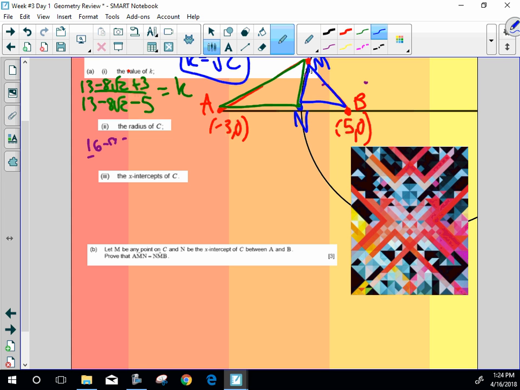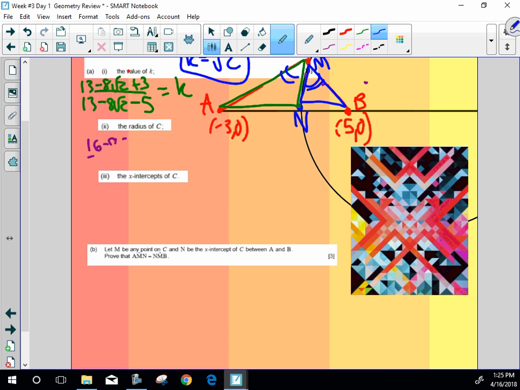Let M be any point on there. Prove that angle AMN is equal to angle NMB. So we're going to prove that those are equal to each other. What we probably need to do is show that they're what first? If they're equal angles, we probably have to show the triangles are similar. And we're going to do that right now.